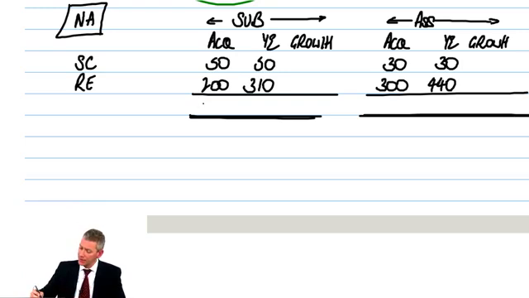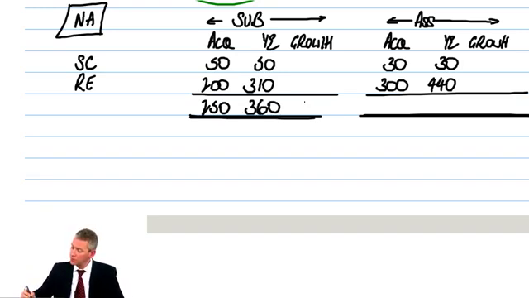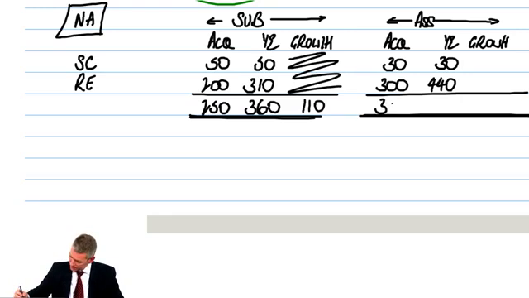So we add down to find out how big the entity was at acquisition, 250. How big it is now, 360. And that gives a growth of 110. The difference is just 110. And then we've got 330, 470, and a growth of 140.